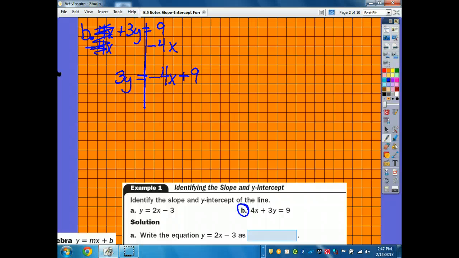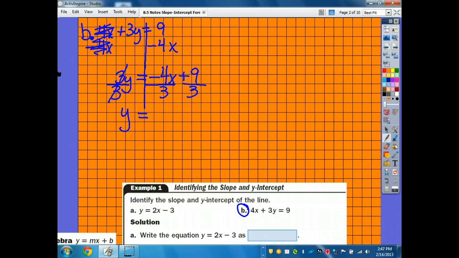Divide by 3 on each side. Right, and divide everything by 3, not just the negative 4x, but also the positive 9. Everything has to be divided by a 3. That cancels out. I now have y, yay, that's what we've been working for.